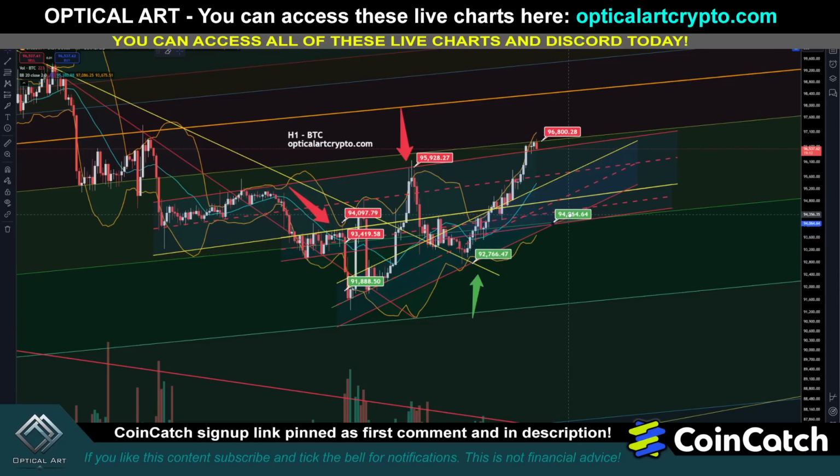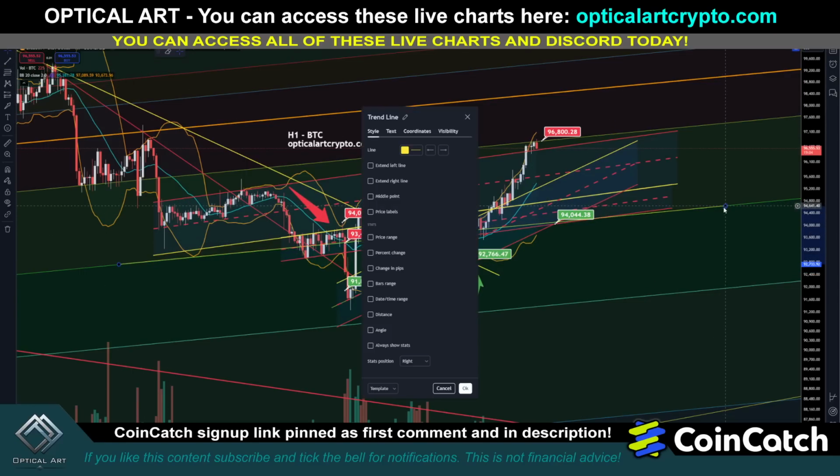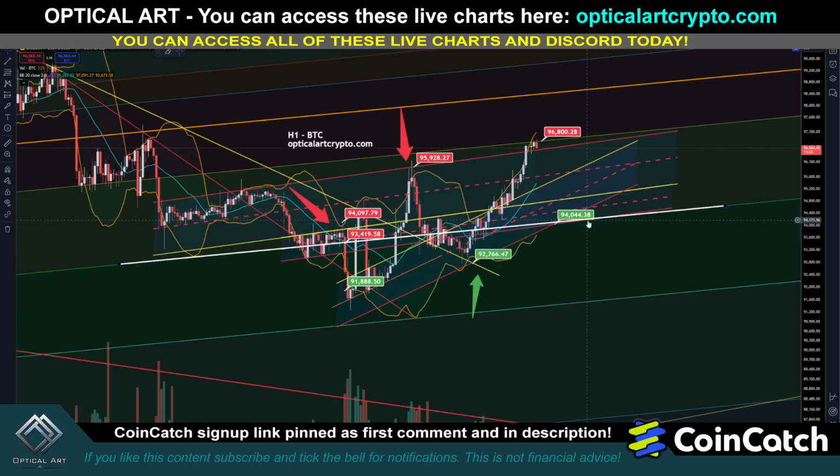Your most key support right now, if we drop, is going to be around 94,000. And the reason for this is because we have this, again, if you go back and watch that previous video, I explained how important these fib channels are and what they represent. So that is your strongest support, but you also have this parallel channel as support as well. So that is a key support level.